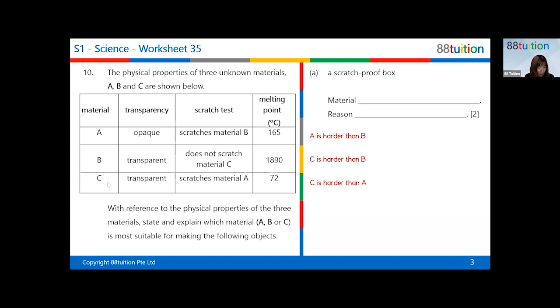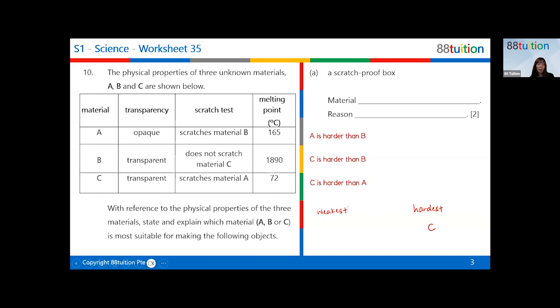After that, you see material C scratches material A. So C must be harder than A. So C is harder than B, C is harder than A. That means C is the hardest. You can even write down: the hardest material is C.